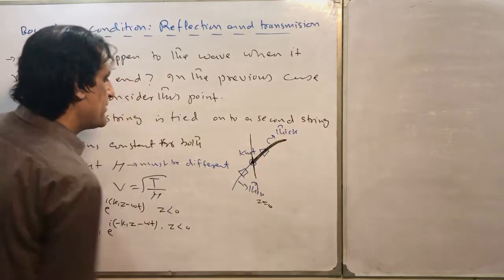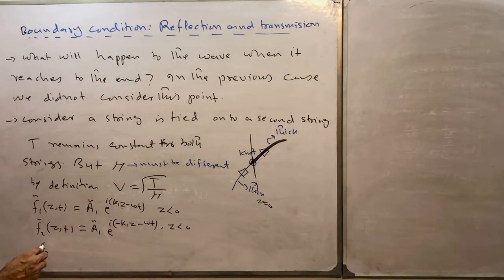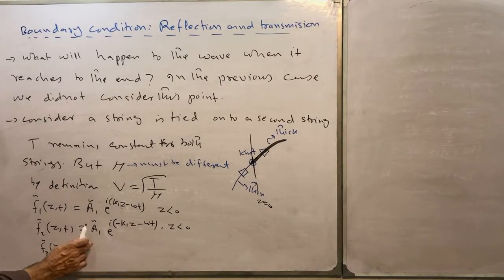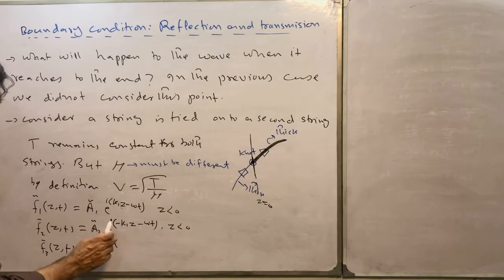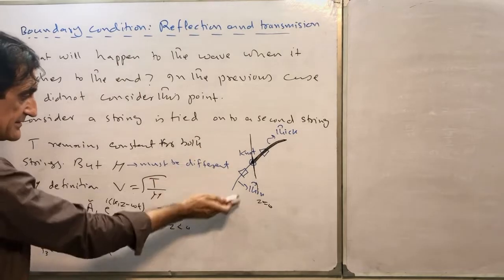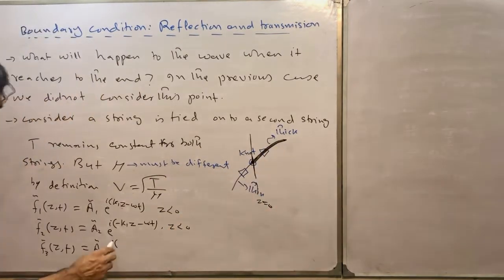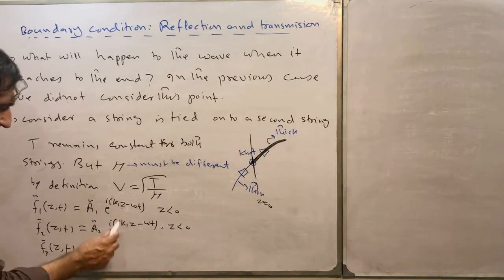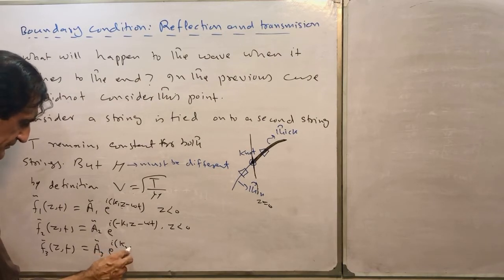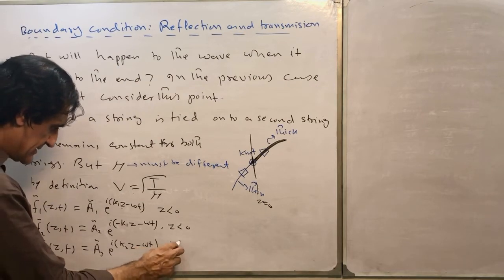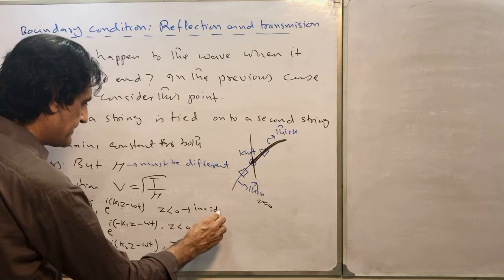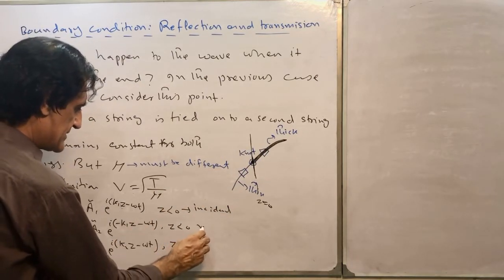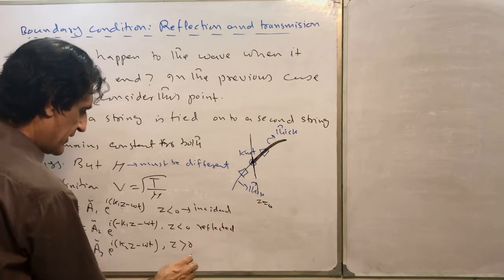Now some part of this wave is transmitted, and we can write f3 of z,t, which is equal to a3 tilde e to the power iota k2 z minus omega t. This is in this direction, so k will be different. Here is k1 in the first medium, but in this thick string the wave number k2 will be different, and this is z greater than 0. So this is the incident wave moving in this direction, this is a reflected wave, and this is a transmitted wave.